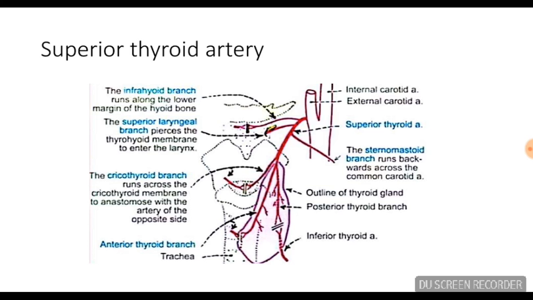Sometimes a lateral branch may be present. The anterior thyroid branch supplies blood to the anterior lobe of the thyroid gland. The posterior thyroid branch supplies the blood to the posterior side of the thyroid gland. The lateral branch supplies the blood to the isthmus.